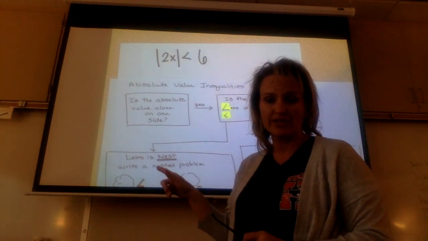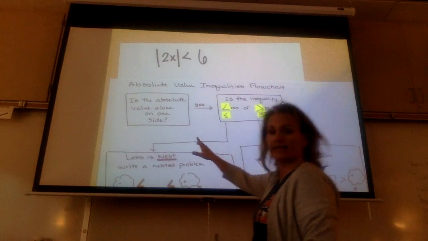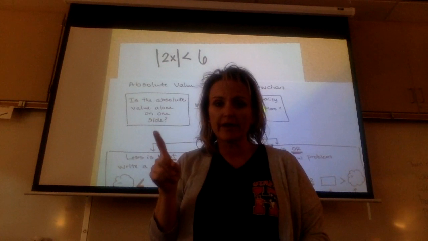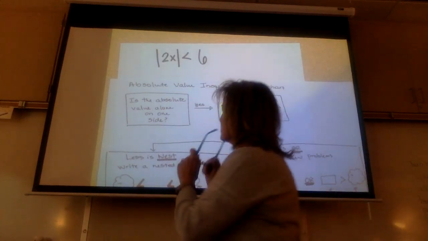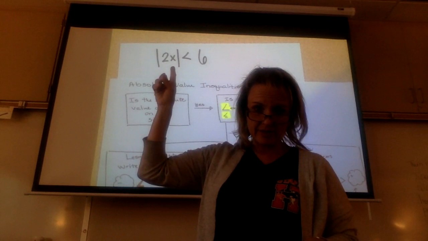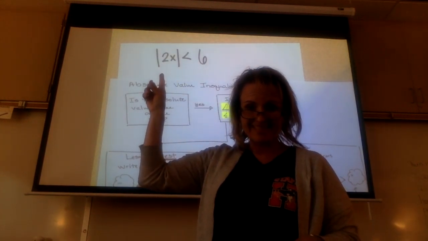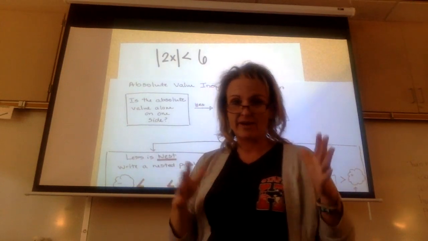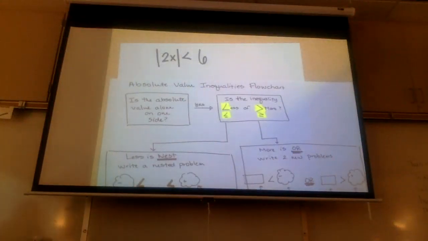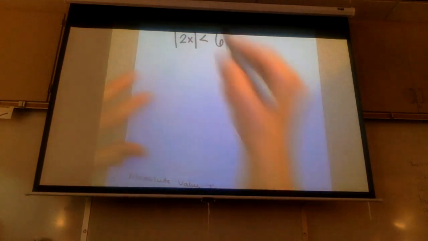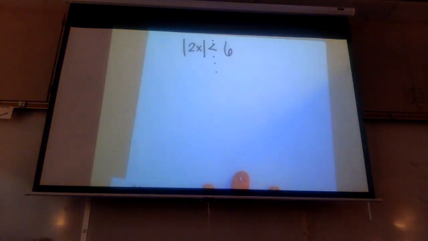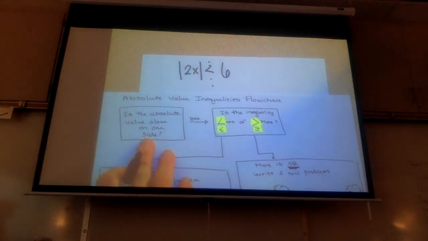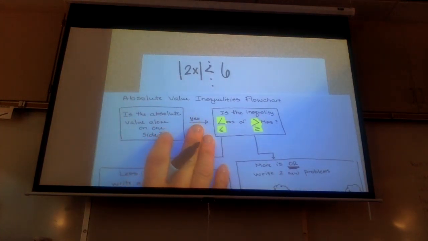So let's make sure we understand what this means. Looking at the first box, our very first step is to make sure that the absolute value is alone on one side. So look at the absolute value inequality I have up here. Do you see where it says the absolute value of 2x, and there's nothing added or multiplied outside of that on the same side? So my absolute value is alone on one side. So my answer here is yes. Ready to go on to the next one.